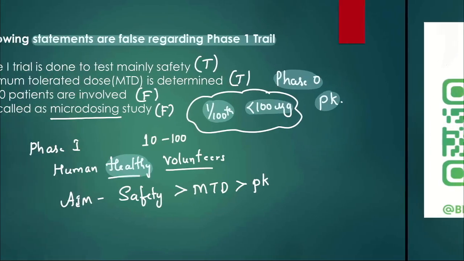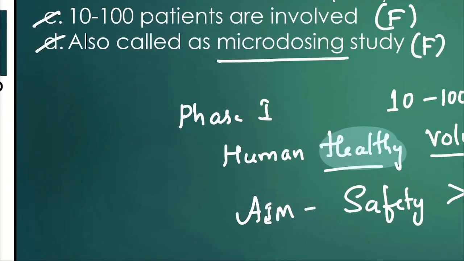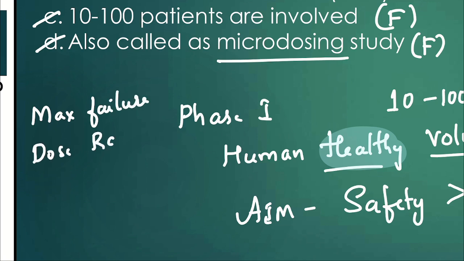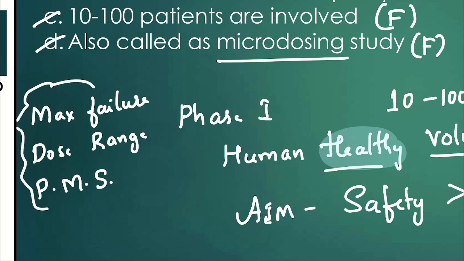Now at the end of this discussion, you have to tell me: in which phase of the clinical trial is there maximum drug failure, in which phase do we find out dose ranging, and which phase of the clinical trial is also called post-marketing surveillance. Three questions for you.